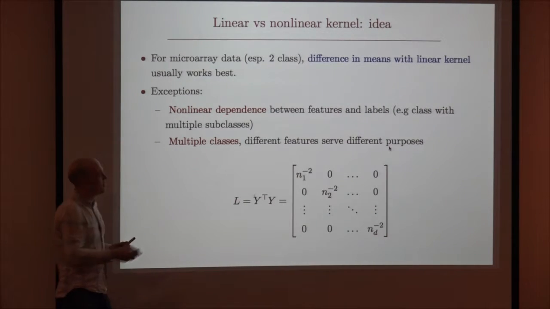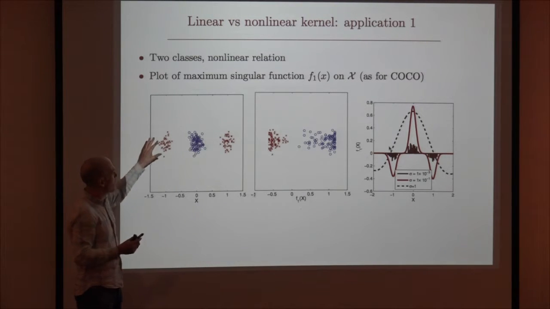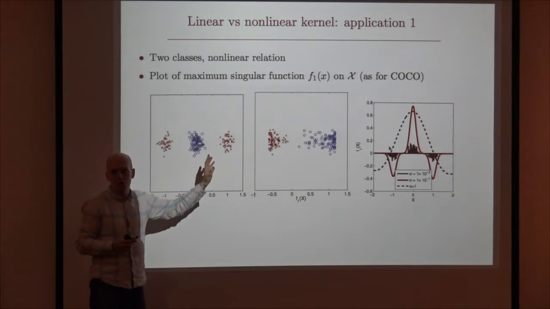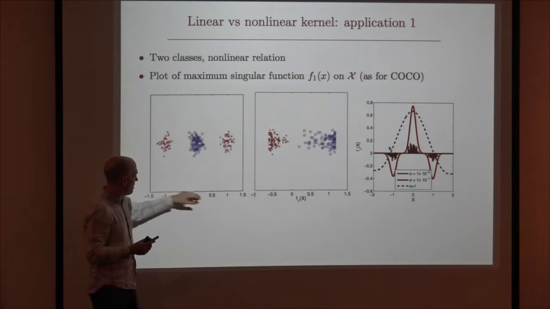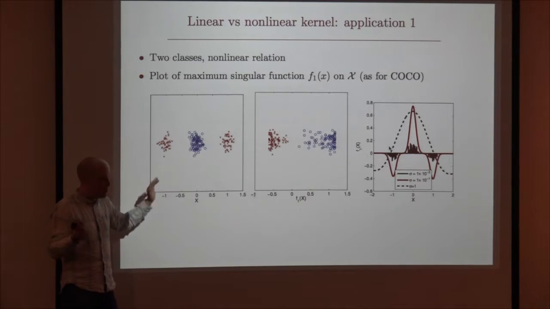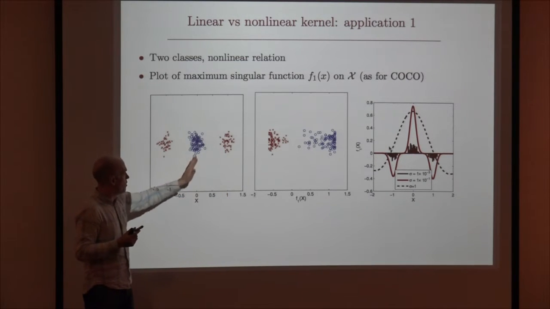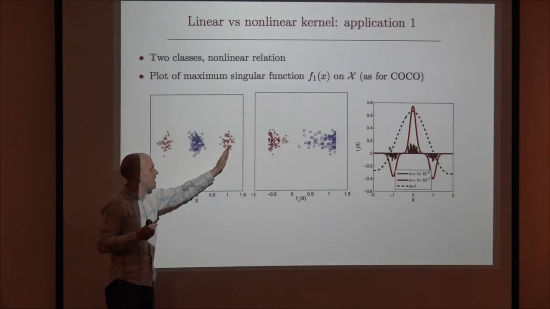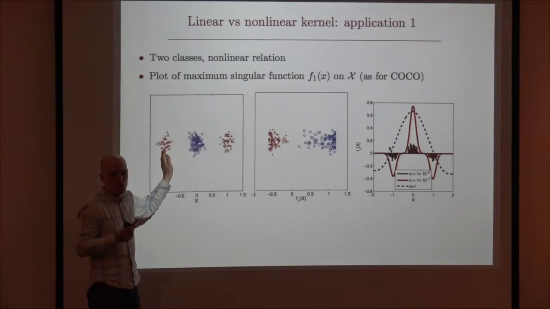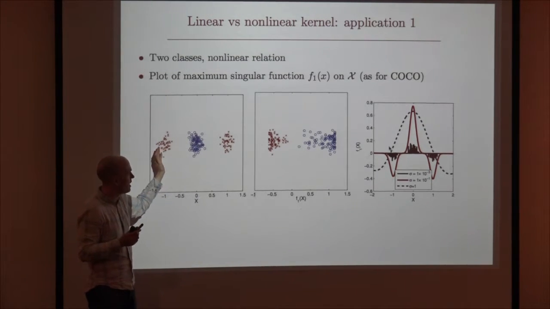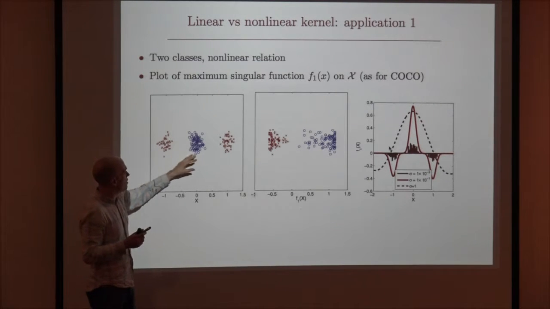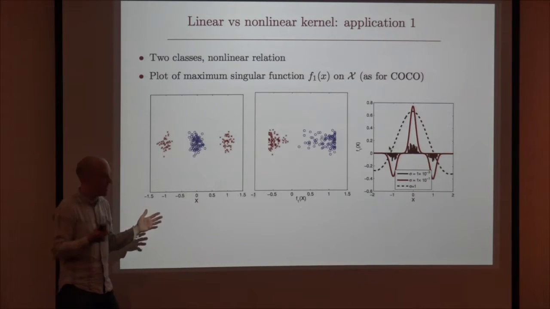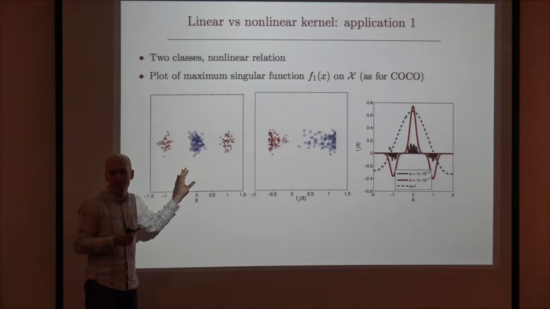So let's look first at this nonlinear dependence between features and labels. This is what I mean when I say that I've got a binary problem, but one of the classes is broken into multiple subclasses. If this is the expression level in some entry of my microarray, then the healthy patients might have just zero expression, but the diseased ones might have either increase or decrease. There are two subclasses where things go wrong. If I use a linear kernel, but my feature is either positive or negative within the same class, then this linear kernel isn't going to find this feature.